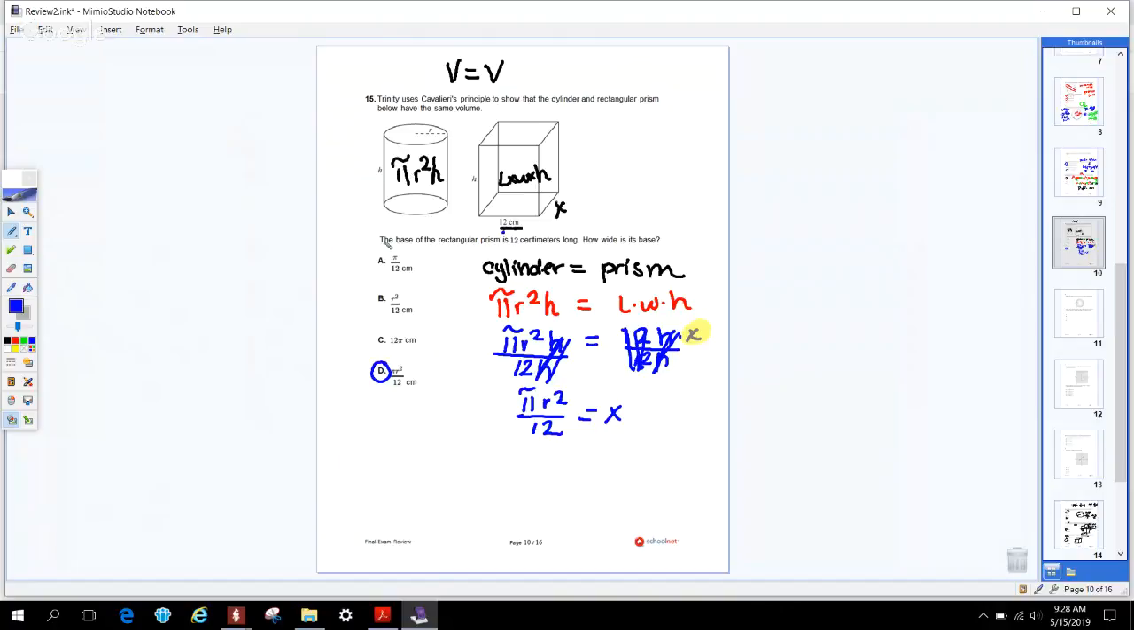It wouldn't be choice B because we don't ever use pi in the formula for a prism. So they couldn't cancel out. So that's why it's not B.